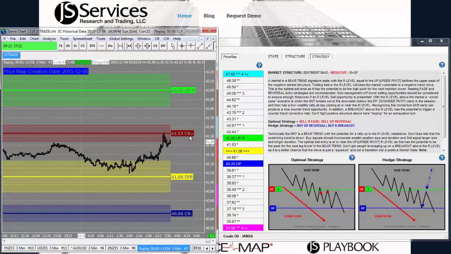And so this is a minor level. It's definitely not as interesting as this level. And we know this is the most important level because that's defining the upper peak of the bear trend. So currently we're in this corrective move.